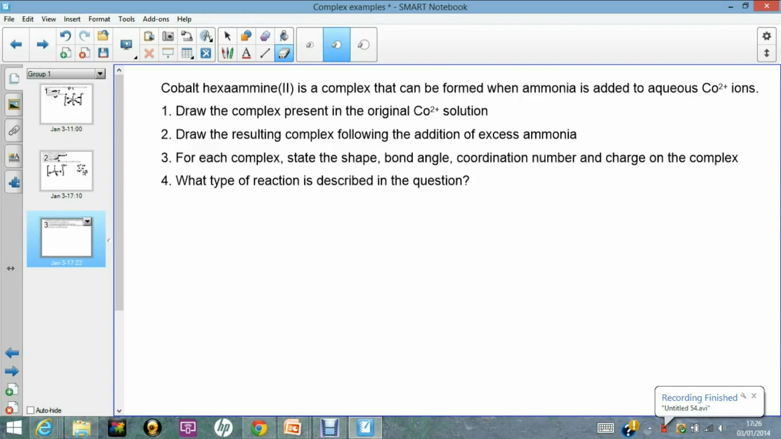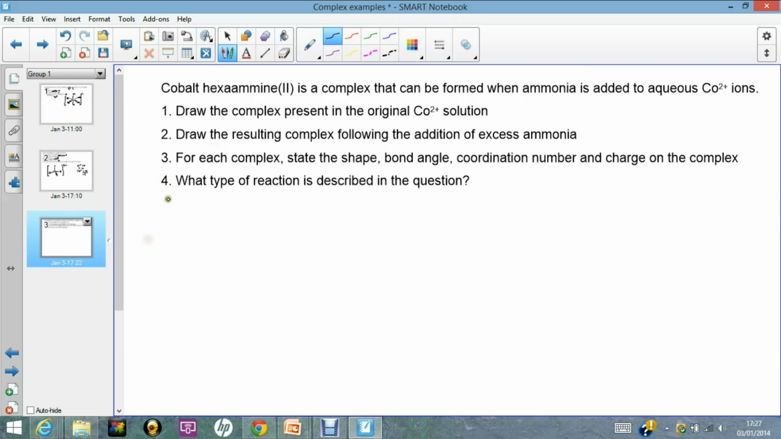Cobalt hexaammine 2+ is a complex that can be formed when ammonia is added to aqueous cobalt 2+ ions. So the things I want you to do for this question: draw the complex present in the original solution, draw the resulting complex after the addition of excess ammonia. For each of the complexes I want the shape, the bond angle, the coordination number, the charge on the complex, and then as a bonus question, what type of reaction is described. You might not yet have covered that, so don't worry if you don't know.